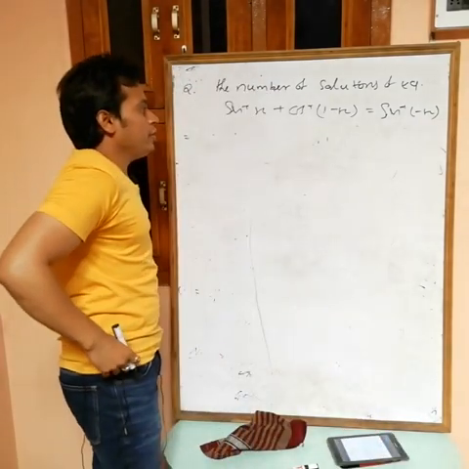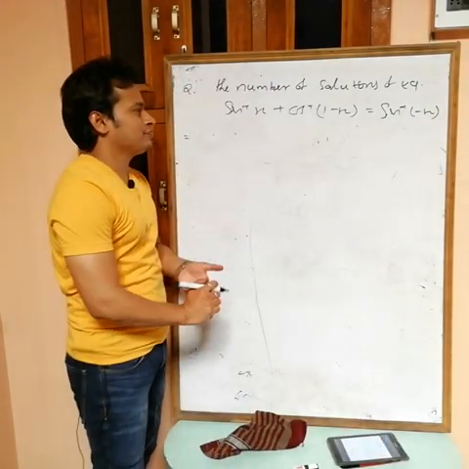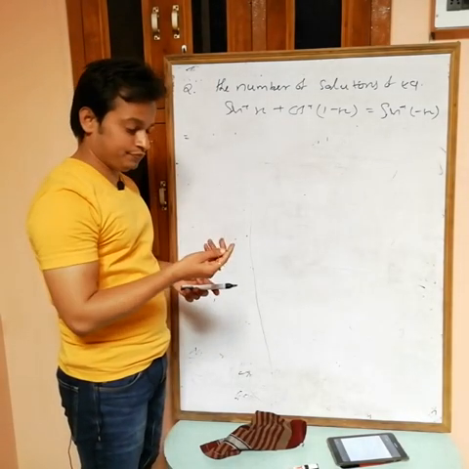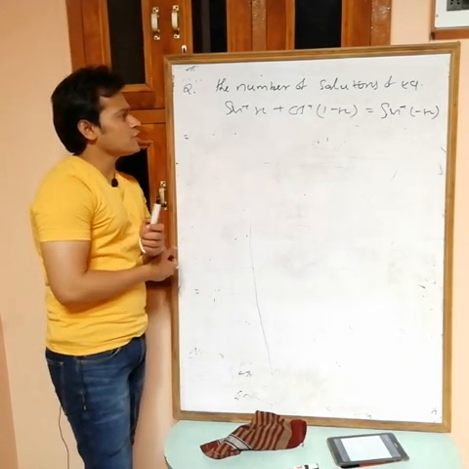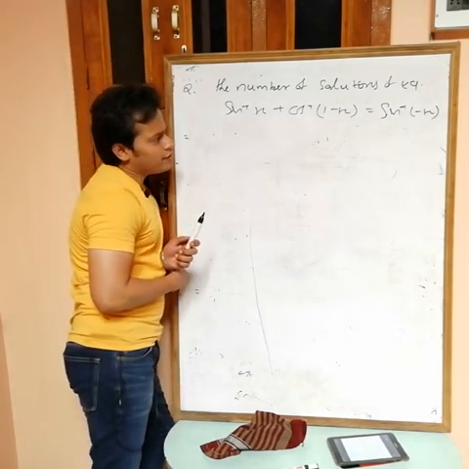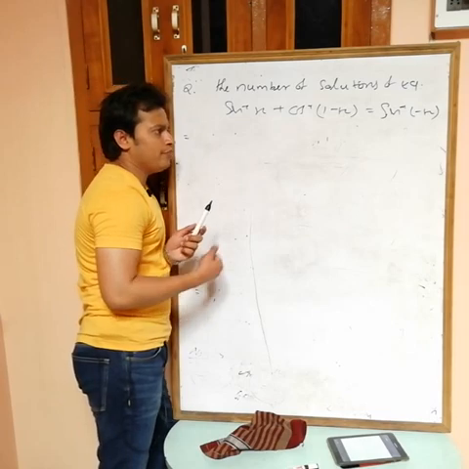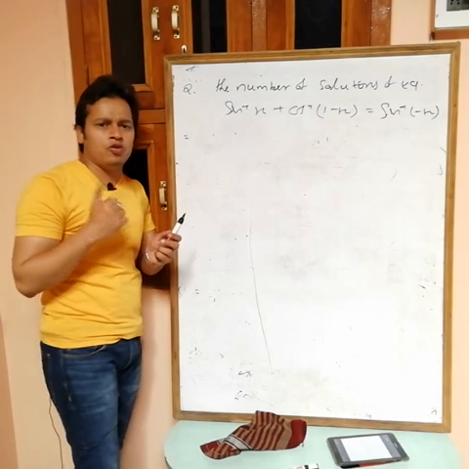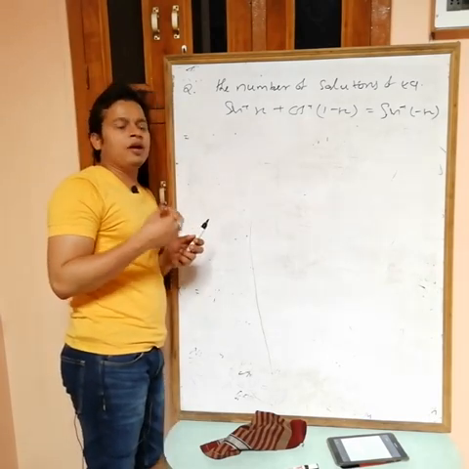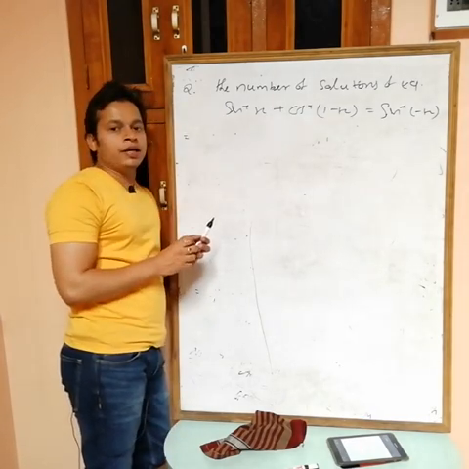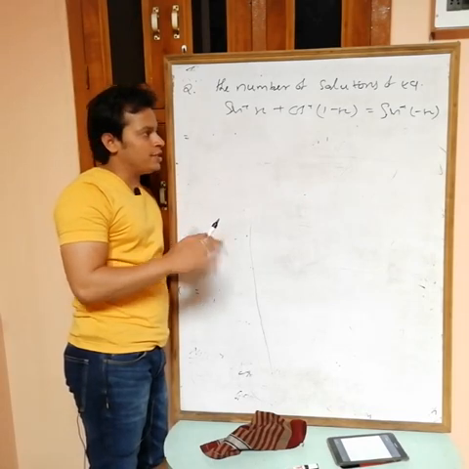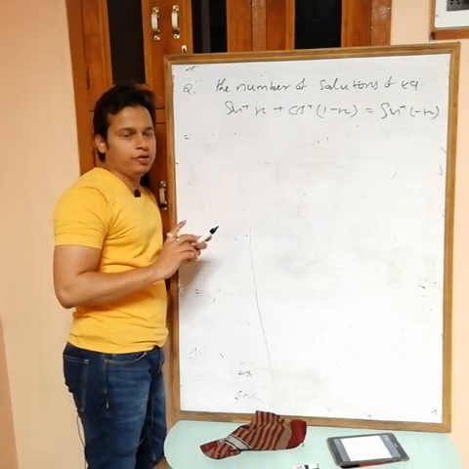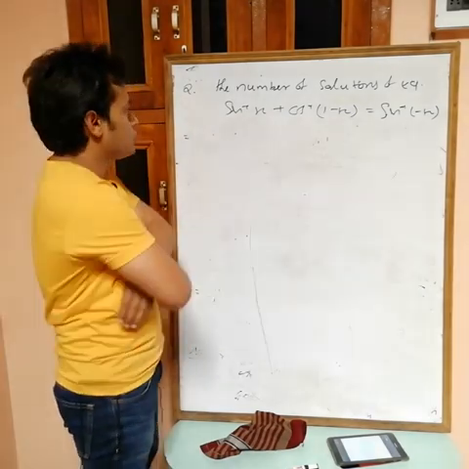Now I want the number of solutions of this equation. So just simply solve this one, find all possible values of x. And at the end, check whether those values of x satisfy the given equation or not. If any value is not satisfying, then reject that value.